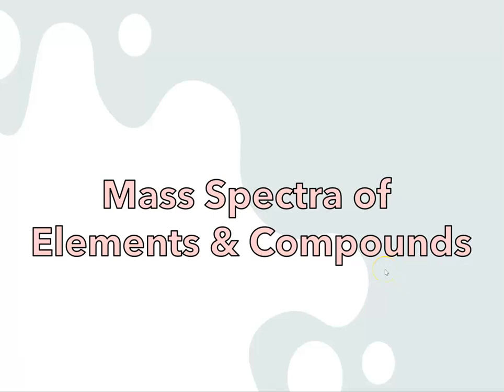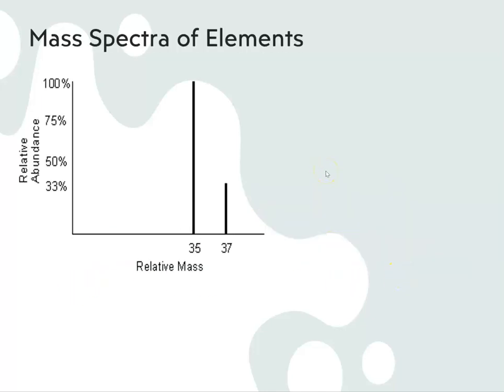In this next section, we are going to discuss how we interpret mass spectra for both elements and compounds. I'm also going to introduce some terms that you need to know with regard to interpretation of mass spectra. Firstly, we are going to talk about mass spectra of elements.